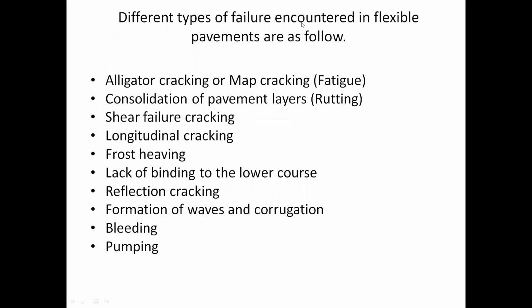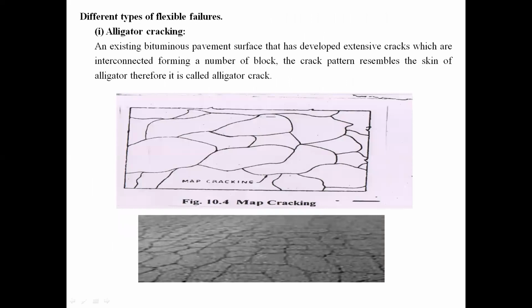Now, let us understand the different types of failures encountered in flexible pavements. There are different types of failures such as alligator cracking or map cracking, also known as fatigue. Then we have consolidation of pavement layers, which is known as rutting, shear failure cracking, longitudinal cracking, frost heaving, lack of bonding to the lower courses, reflection cracking, formation of waves and corrugation, bleeding, and the last one is pumping. Now, we shall discuss these different types of flexible pavement failures in detail.